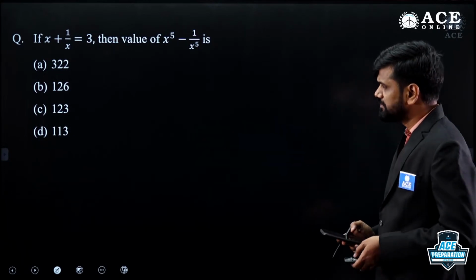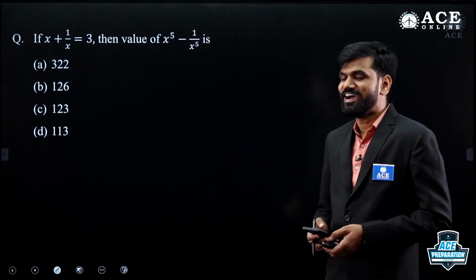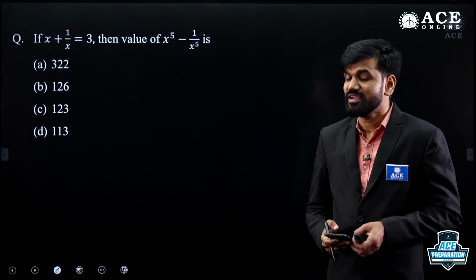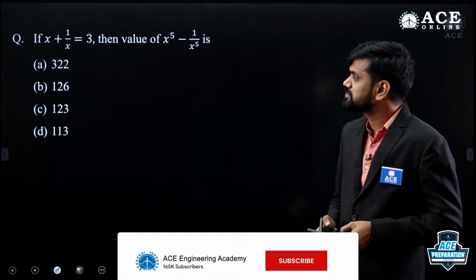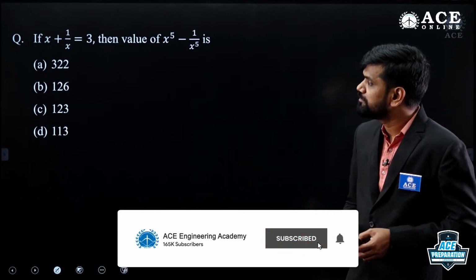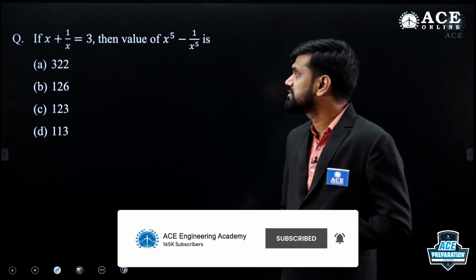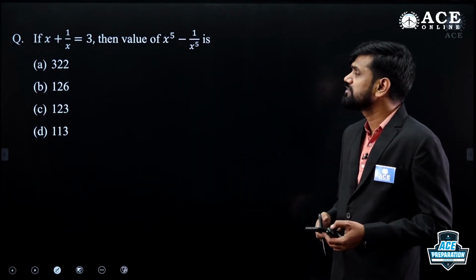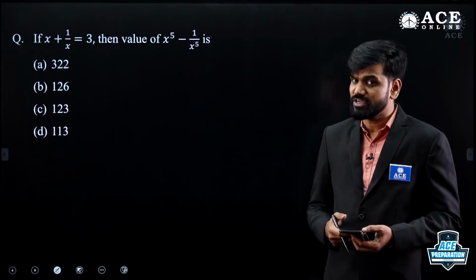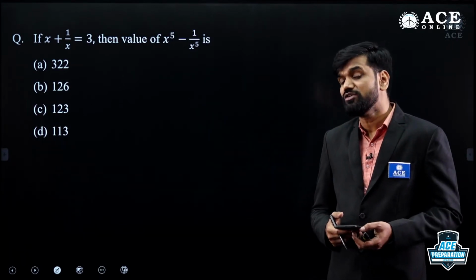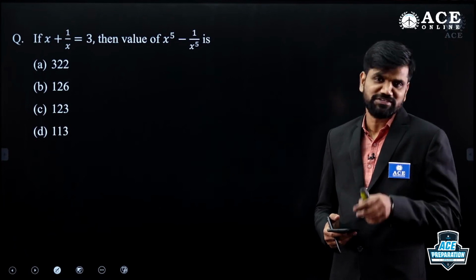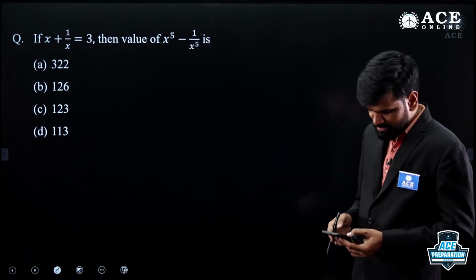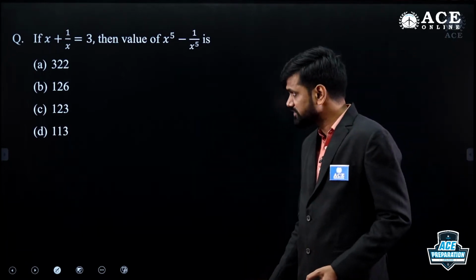Please try this, this is interesting. I have given x plus 1 by x. I am asking you for x power 5 minus 1 by x power 5. So to get the value of x power 5 minus 1 by x power 5, first you should know the value of what? x minus 1 by x. Please find x minus 1 by x first.